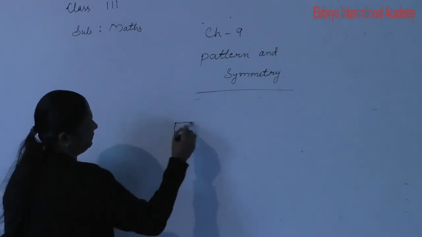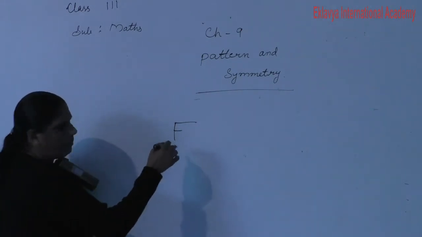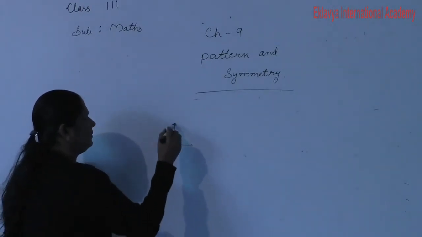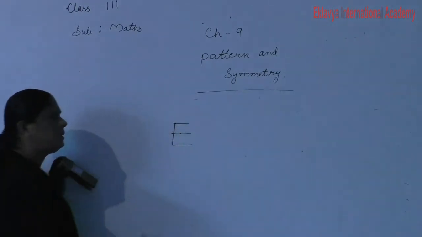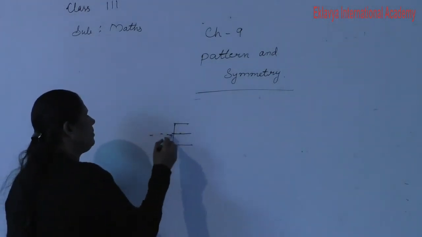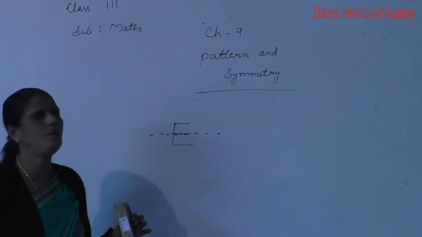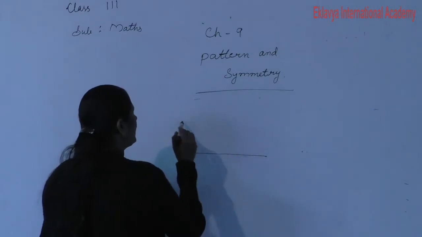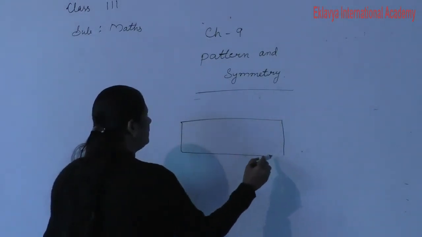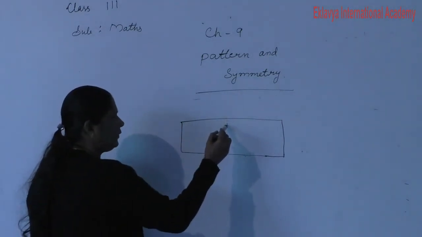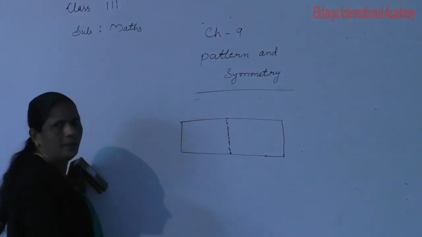F, is this a symmetrical part? No. F is not symmetrical. Then E, we cut this in half. Yes, this is a symmetrical part. Understand? Then first we draw a rectangle. Then we cut the rectangle in half. Yes, this is the symmetrical part.